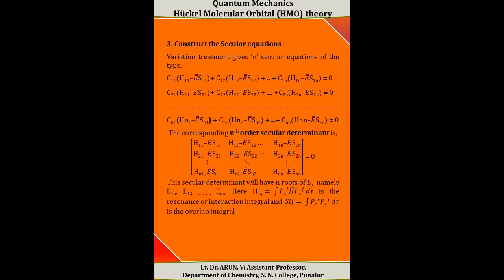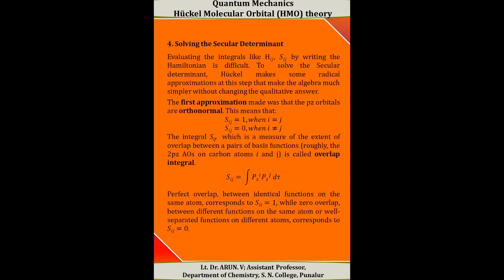This secular determinant will give n roots of energy E, namely E1n, E12, etc., up to Enn. Here Hij, which is equal to the integral of pzi h cap pzj dτ, is the resonance or interaction integral, and Sij, which is equal to the integral of pzi pzj dτ, is the overlap integral. Next step is to solve the secular determinant.